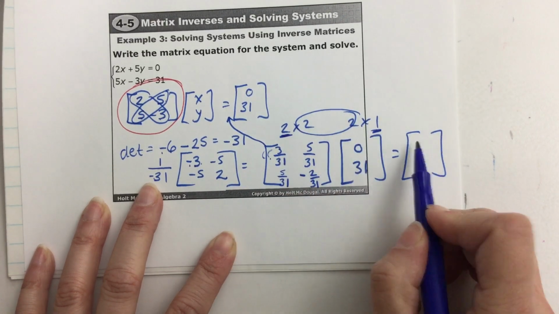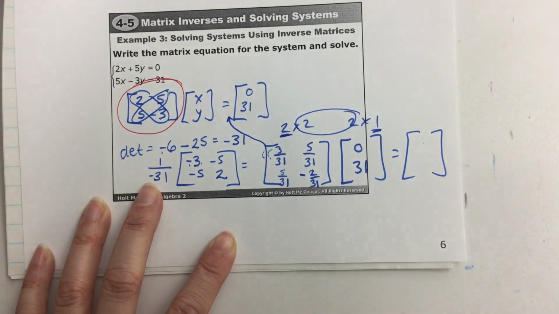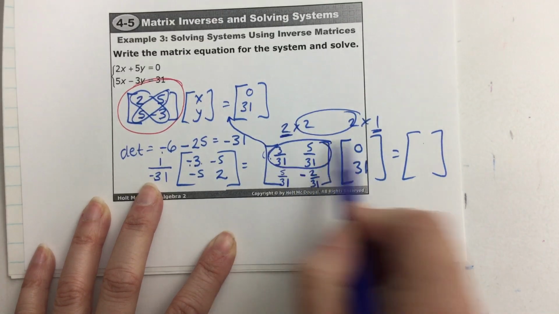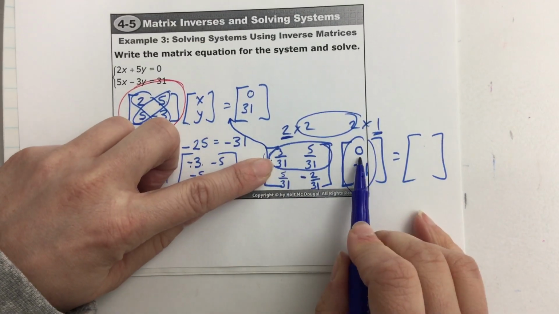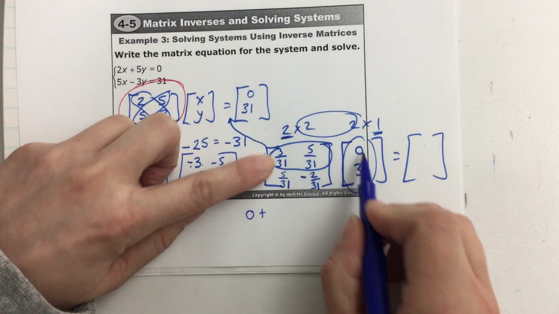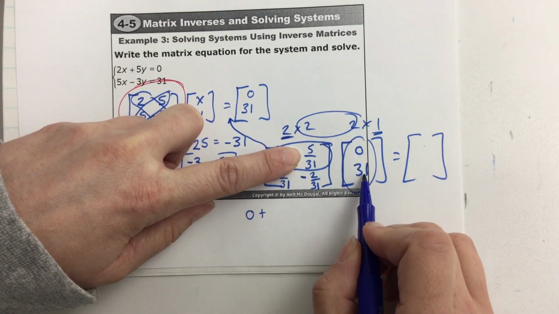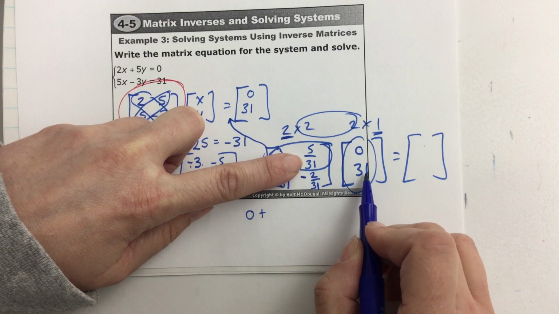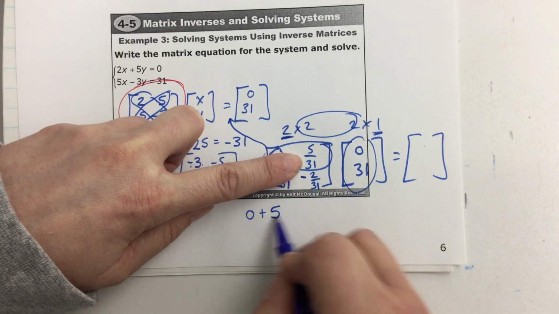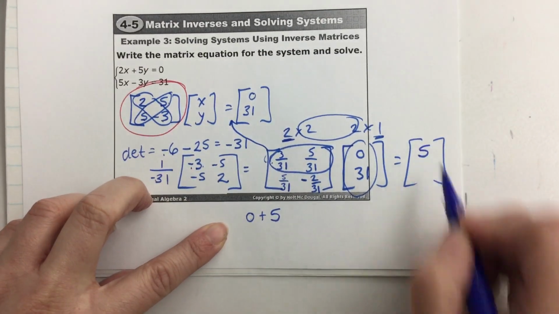My solution is a 2 by 1, so I'd have x and y. So let's go ahead and multiply. 0 times 3 over 31 is 0. Plus, shift it over, shift it down. 5 over 31 times 31. I'm multiplying by the denominator, so the 31s would cancel, leaving you a 5. 0 plus 5 is 5.